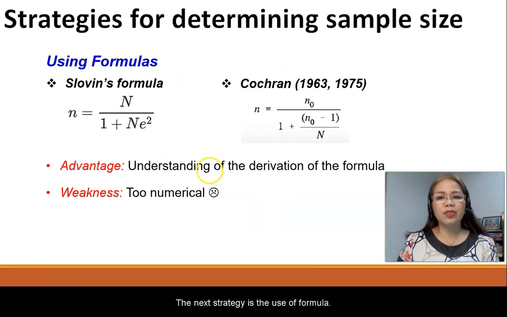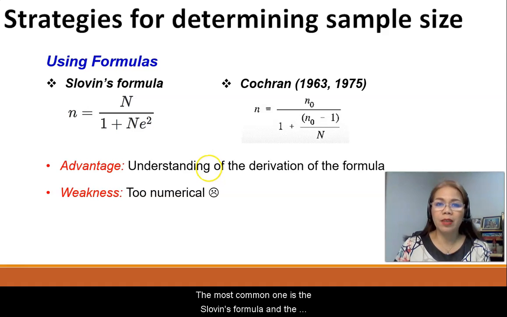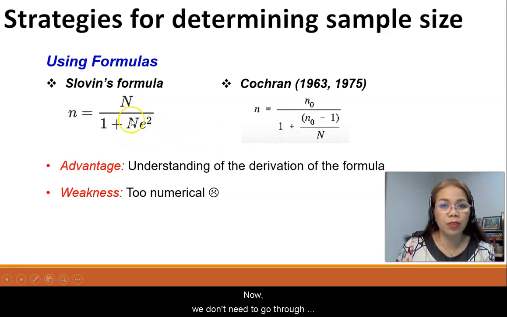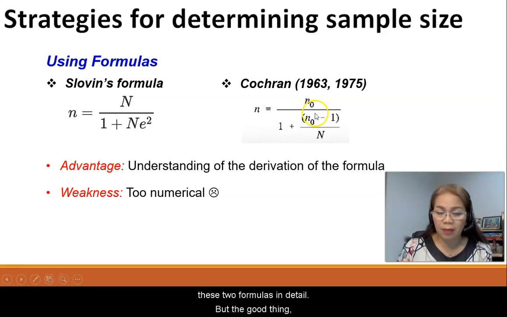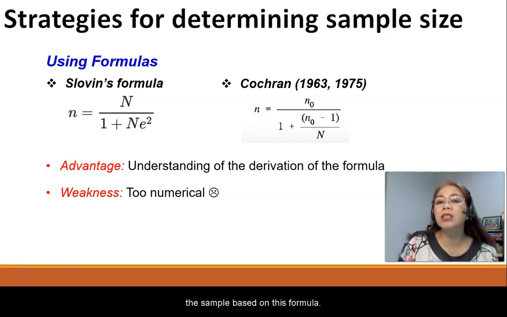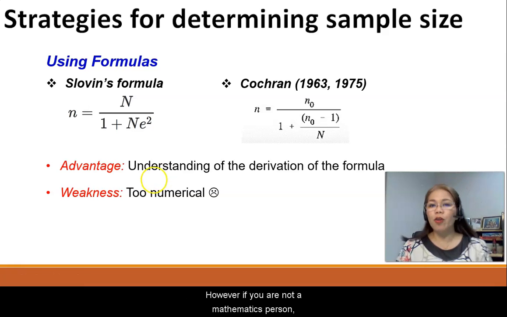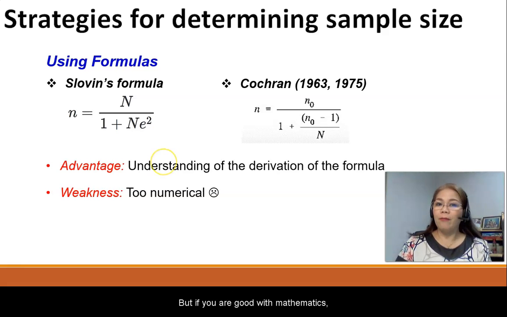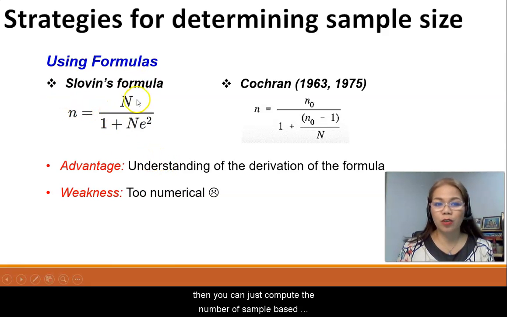The next strategy is the use of formulas. The most common ones are Slovin's formula and the Cochran formula. Now, we don't need to go through these two formulas in detail, but the good thing is you will be able to understand the derivation of the sample based on these formulas. However, if you are not a mathematics person, just like me, then it will be too numerical. But if you are good with mathematics, then you can just compute the number of the sample based on the given population.